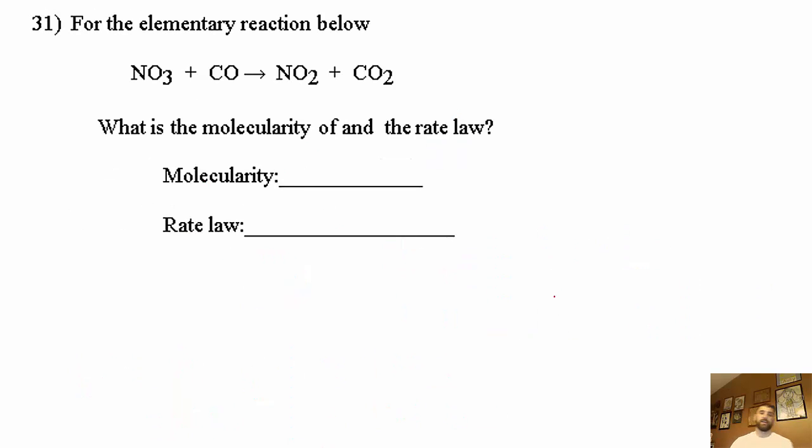31. For the elementary reaction below, what is the molecularity and the rate law? So molecularity has to do with, all right, well, we got two molecules here. They don't have to be different molecules. It's just how many molecules are involved in that step. So to say two molecules, we say bimolecular.